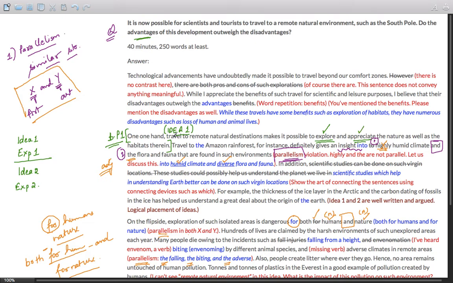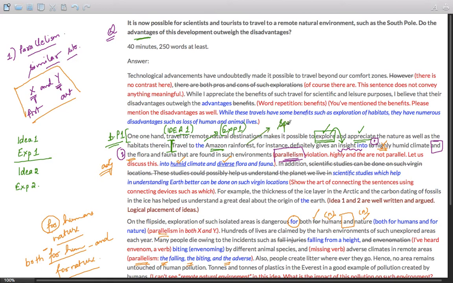The student continues here. Here the explanation begins. Explanation 1: "Travel to the Amazon forest, for instance, definitely gives an insight into the humid climate, flora, fauna found in such environments." So it is, of course, addressing the exploration issue, which is fine. And the thing I particularly like about it is the Amazon rainforest. So this is not general, this is specific.